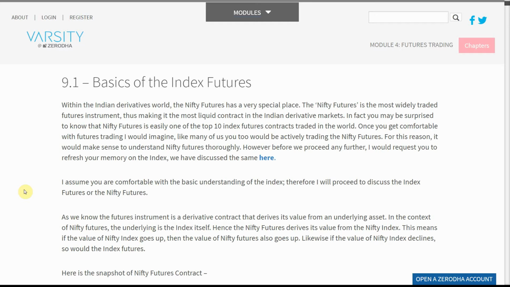As we know, the futures instrument is a derivative contract that derives its value from an underlying. In the context of Nifty Futures, the underlying is the index itself. Hence, the Nifty Futures derives its value from the Nifty Index. This means if the value of Nifty Index goes up, then the value of Nifty Futures also goes up. Likewise, if the value of Nifty Index declines, so would the Index Futures.